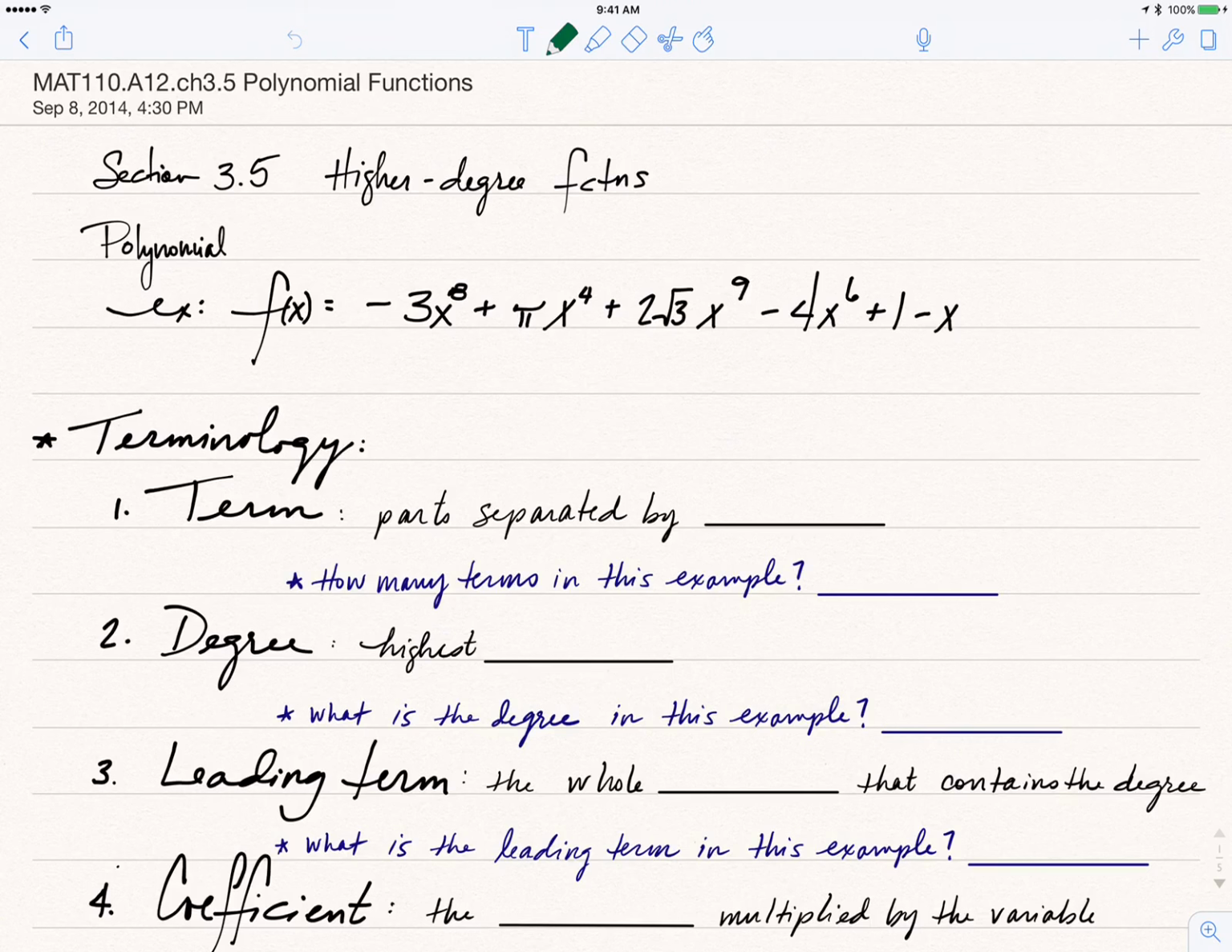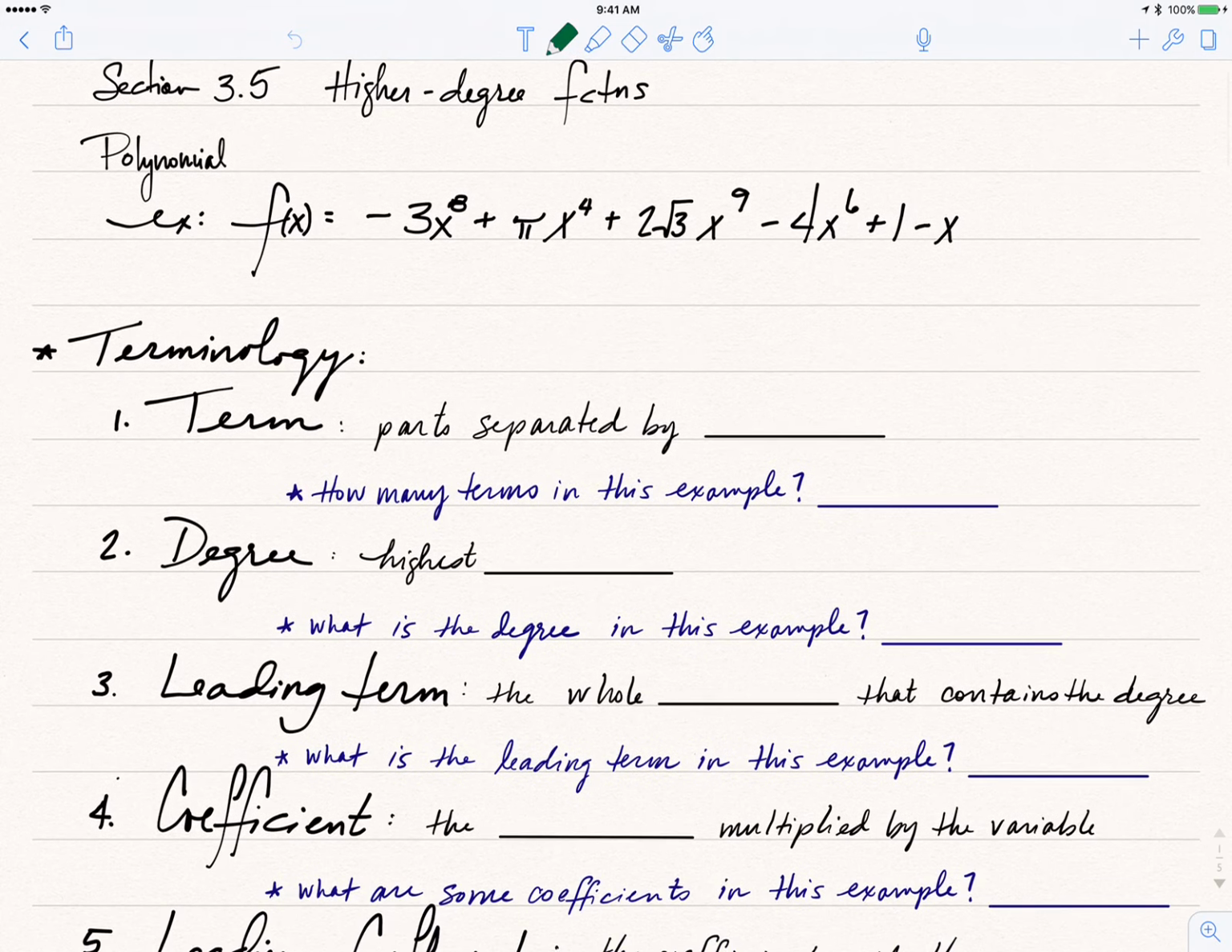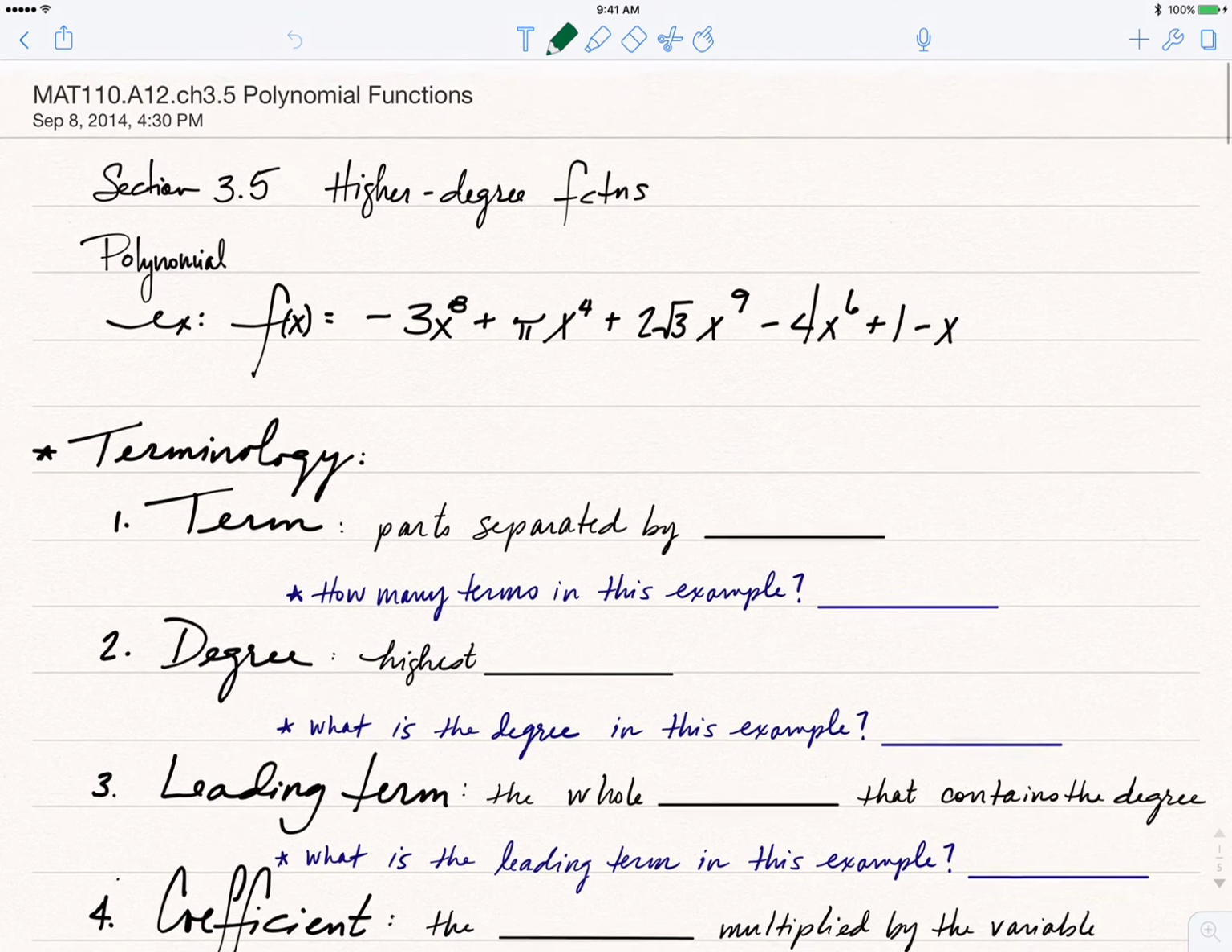Hey folks, this is section 3.5, and what I would like to do is go through just some terminology that we have in this section. It'll save us some time, not actually having to talk about it in class, and not only that, you will have the ability to rewatch this in case you forget what a certain term means.